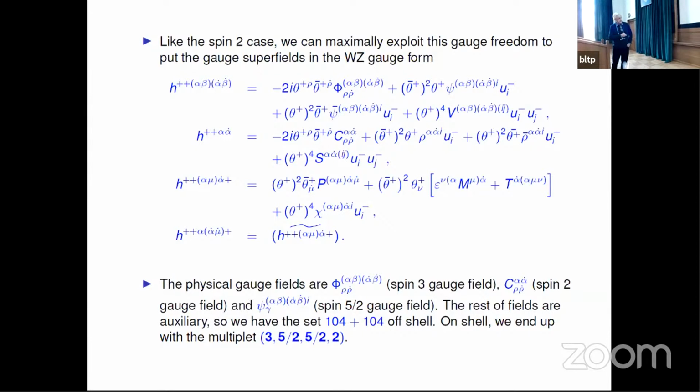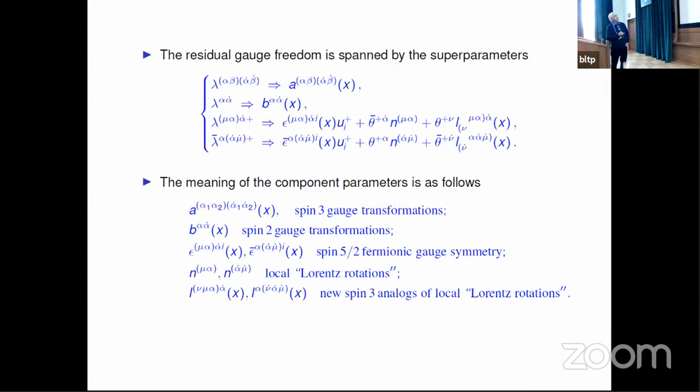The analog of spin 1 is just spin 2. The analog of spin 2 is just spin 3, and 5/2 is the analog of spin 3/2. The residual gauge freedom is given by these transformations. You have the following residual gauge freedom. It is just the analog of diffeomorphisms. This is the analog of the spin 1 gauge transformation, just now spin 2 gauge transformations.